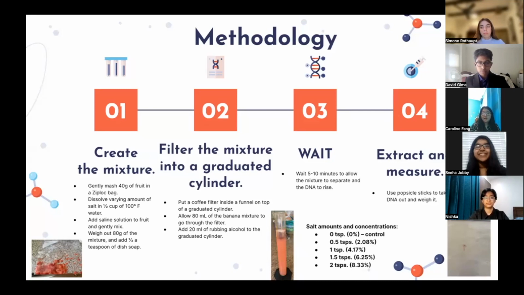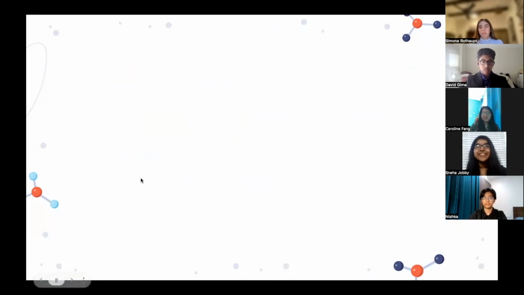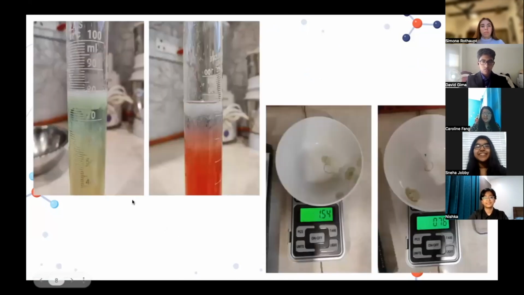After adding approximately 80 milliliters of the mixture to the cylinder and stirring it, 20 milliliters of the 91% isopropyl alcohol was added on top. This rubbing alcohol was added to make the DNA clump and form a visible white precipitate. As you can see in the picture, the alcohol is not soluble in the mixture, so it remains separate and provides a medium for the DNA to precipitate into.